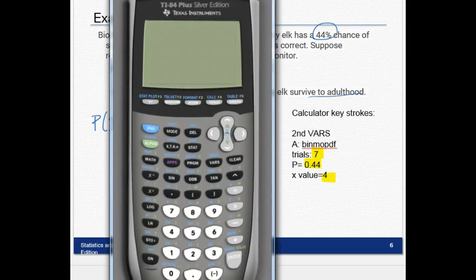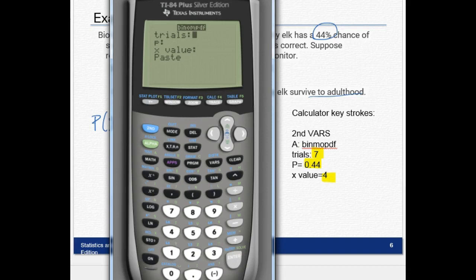All right, so on the calculator, when you turn it on, you're going to hit second and bars, which is right above tangent. And you get all these distributions. These are all probability distributions, but we're going to go all the way down to A, and you should see binomial PDF. Make sure you pick PDF, not the CDF. We want PDF, right? So hit enter.